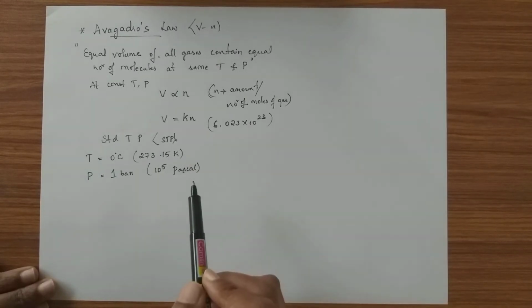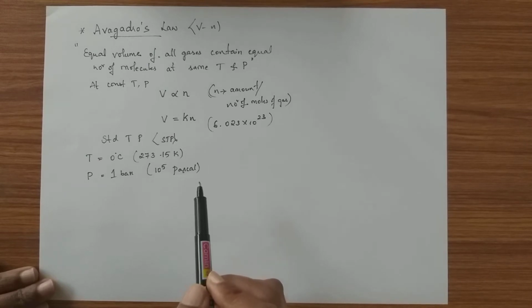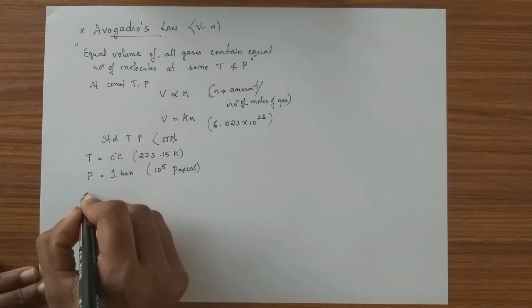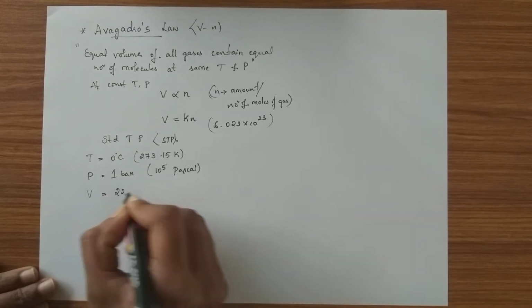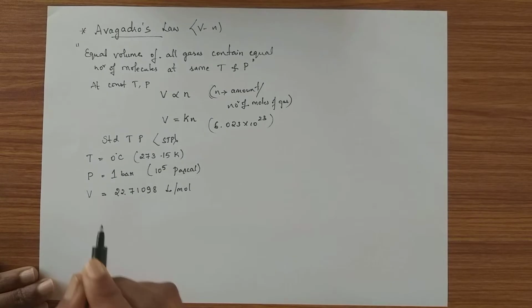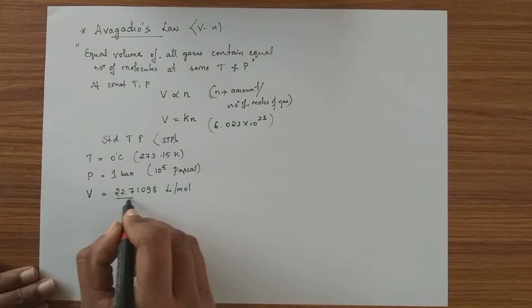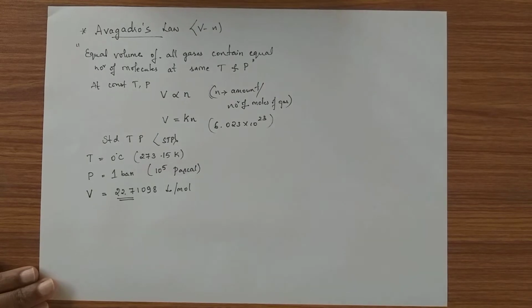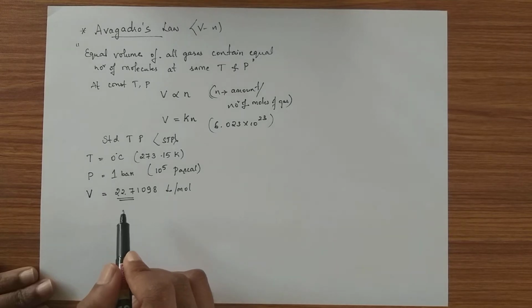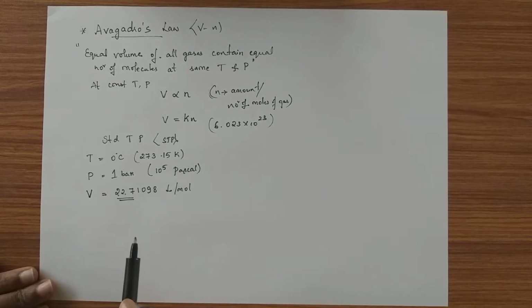So at STP the molar volume of an ideal gas or a combination of ideal gases has an exact volume, that is equal to 22.71098 liter per mole. Standard volume, usually we say 22.7. You have seen this in the first chapter. Standard volume is 22.7, or sometimes 22.4. That is nothing but the standard volume. Like this we have standard values of temperature, pressure and volume.